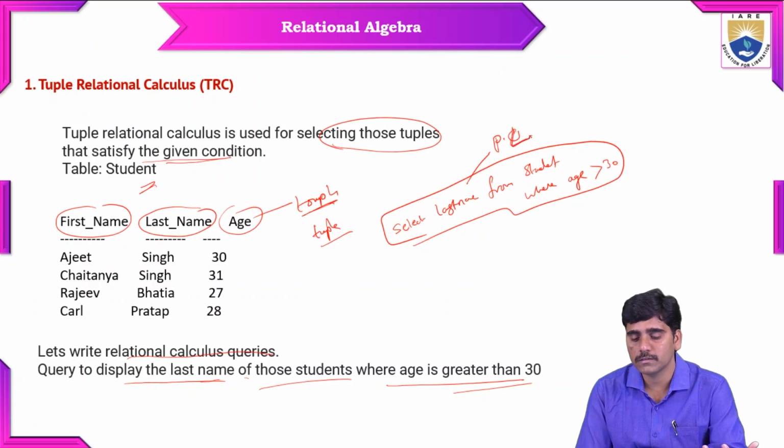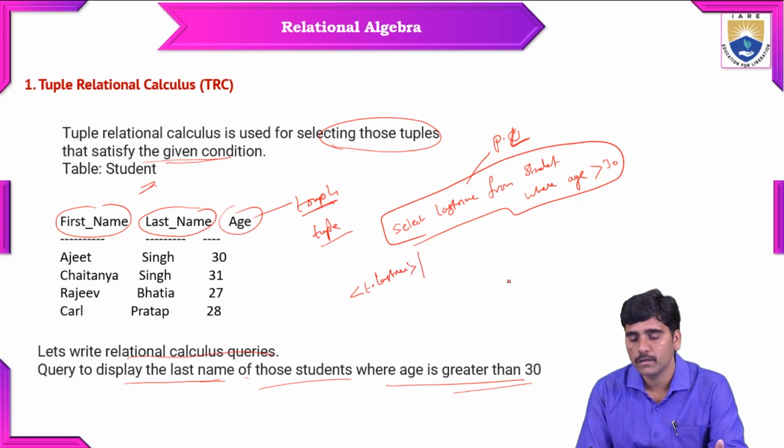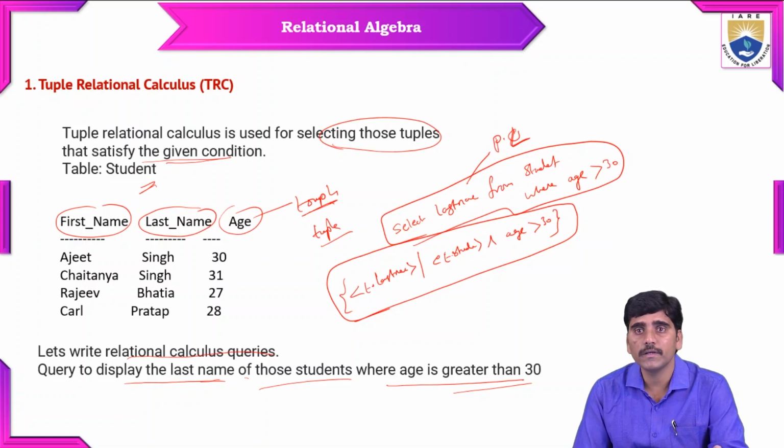But in the tuple relational calculus, I can write the tuple: T dot last name, which I want to print, from table student, T dot student, and age greater than 30. On this condition, I am going to retrieve the data. So the result will be displayed based on the tuple which you want to display. This is the way we can retrieve the data based on tuple calculations.